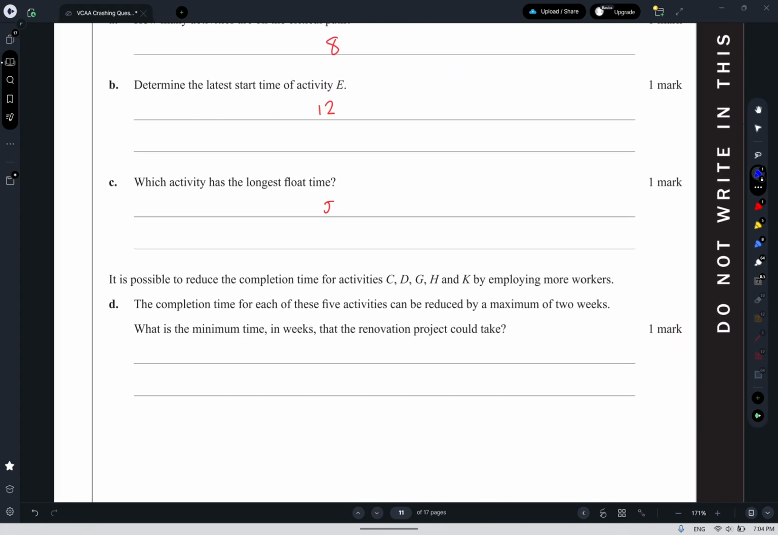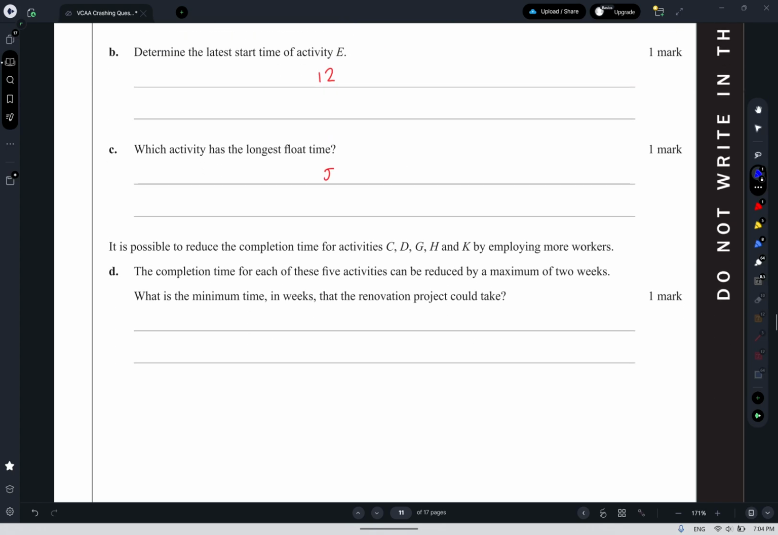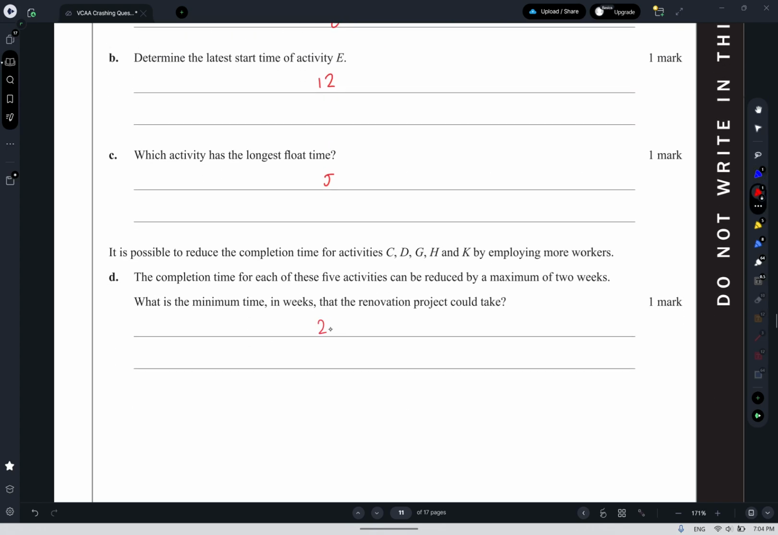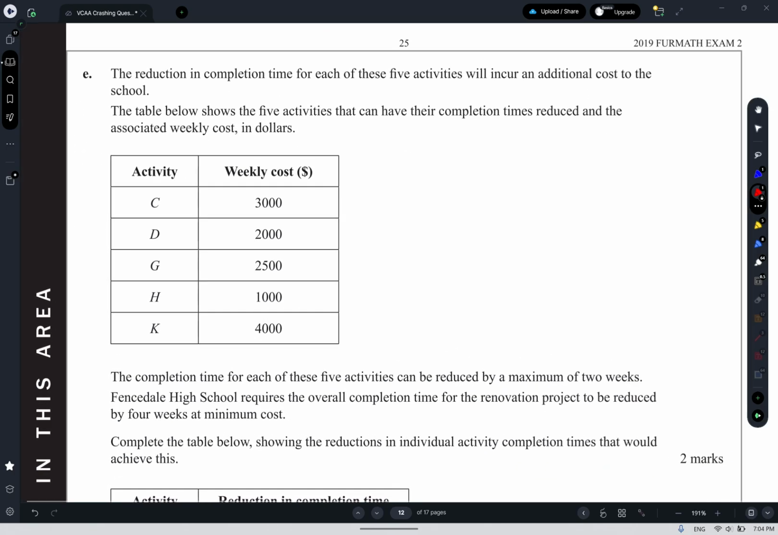So the minimum time it could take, since the original completion time was 35 weeks, the minimum time we could complete it now is going to be 29 weeks, since we figured out we could reduce it by 6, so 2 in that first section and 4 in that last section. The reduction in completion time would incur an additional cost.